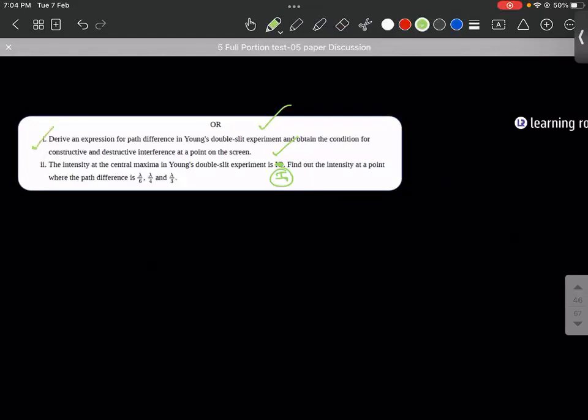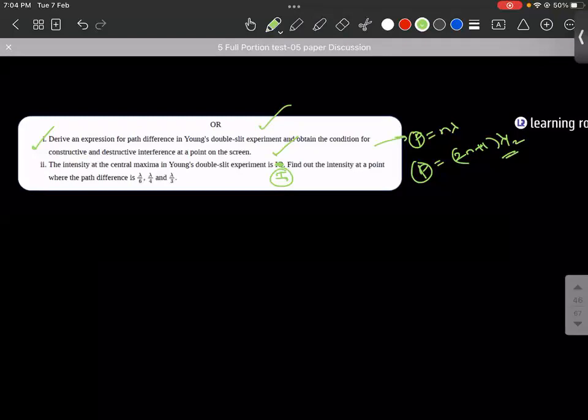So, derive an expression for the path difference. Sir, I sent you a picture, can you see it after the class? Regarding this, sir. So the path difference P is equal to n lambda, or P is equal to (2n plus 1) into lambda by 2. This is what they're expecting you to derive. Using this, we need to derive the condition for constructive and destructive interference.